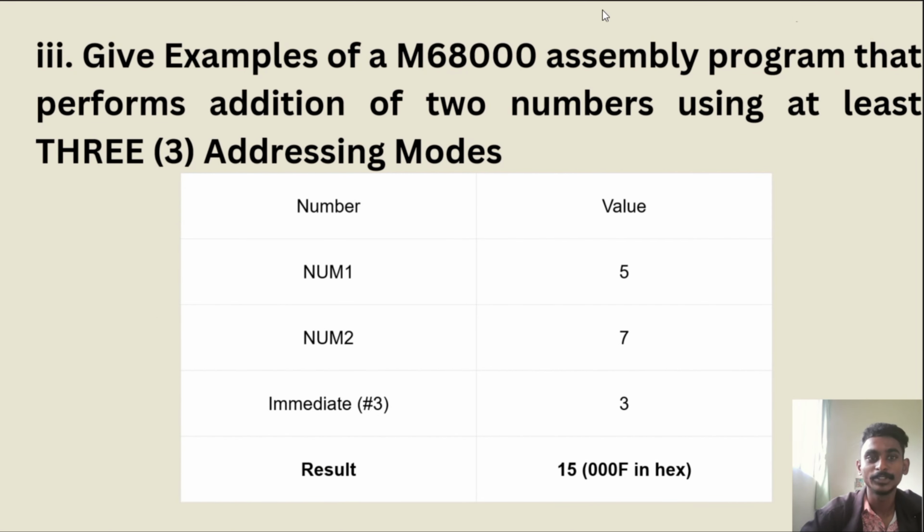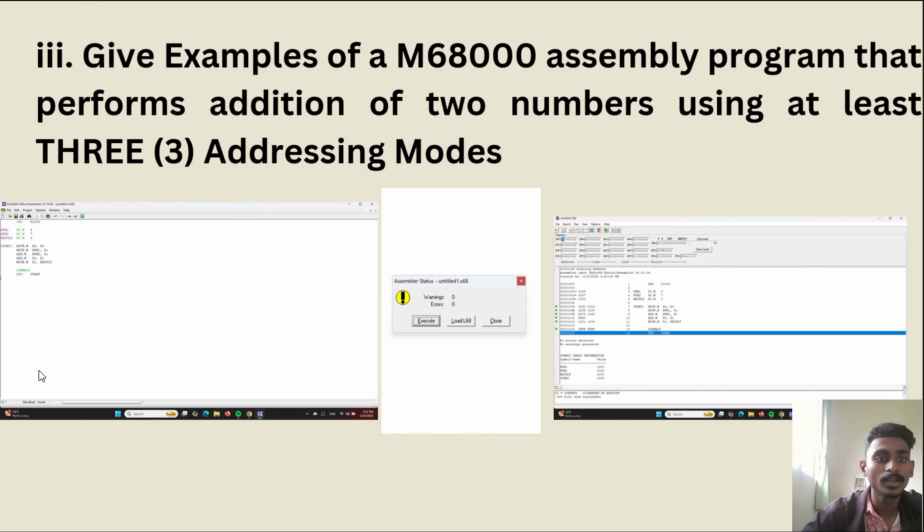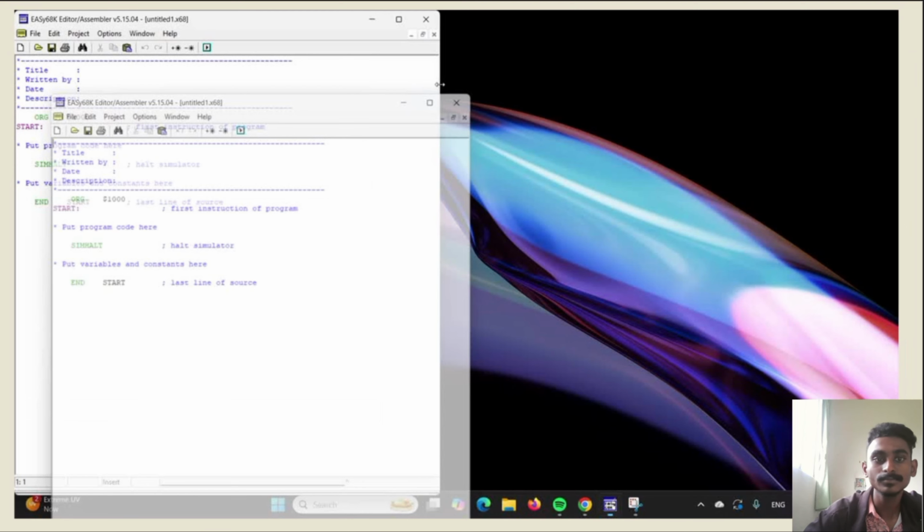Hi guys, today what I want to present is an example of an M68000 assembly program that performs addition of two numbers using at least three addressing modes. This is the example of the addressing mode chart, and this is what I did in the Easy68K. Let's see the video.